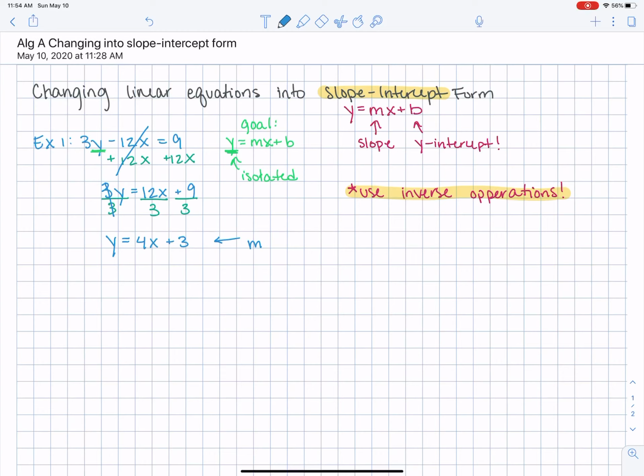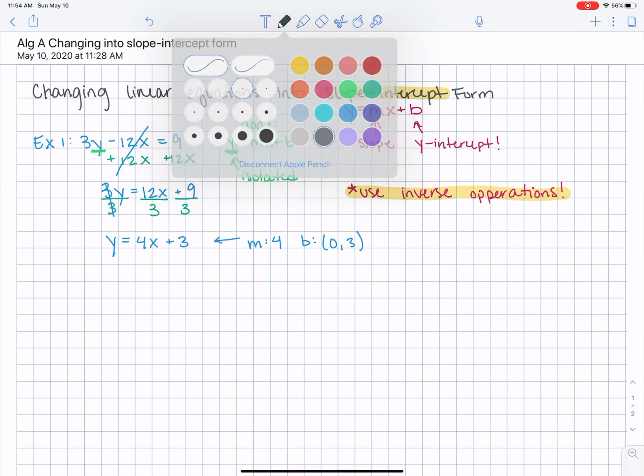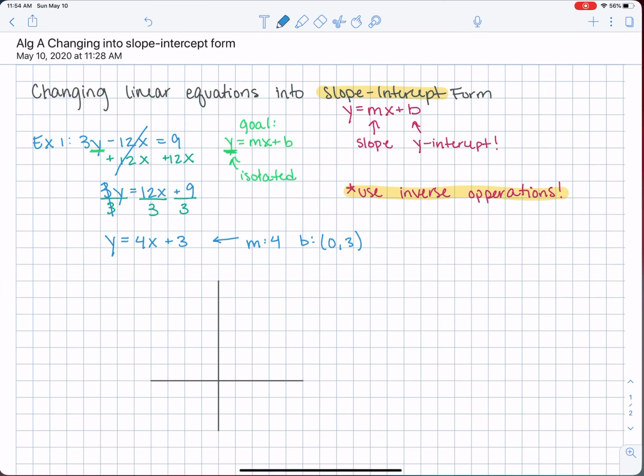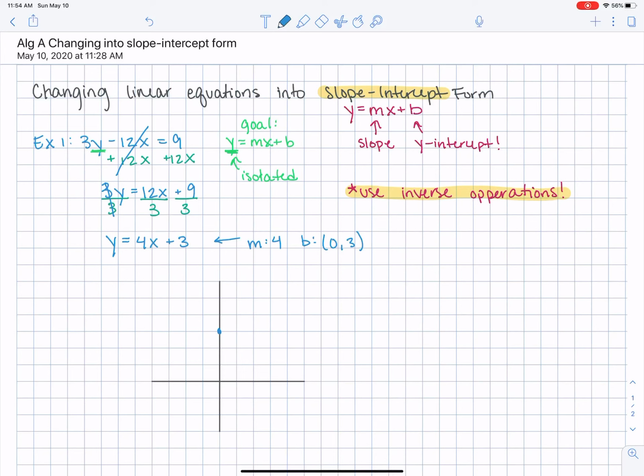I know that my slope is going to be 4. My y-intercept is going to be at the point 0, 3, and now that I have this information, I'm able to graph it. So I'm going to set up my axes here. I have a nice little feature on this iPad that makes the straight lines for me, but you can use any straight edge that you'd like. Now we're starting at the point 0, 3. I like to see that nice big dot right at your y-intercept. And then using a slope of 4, you go up 4 over 1.